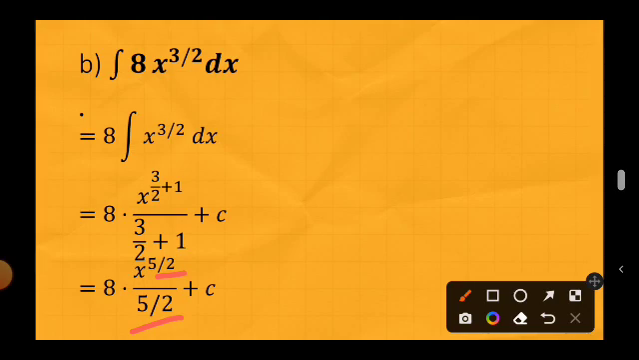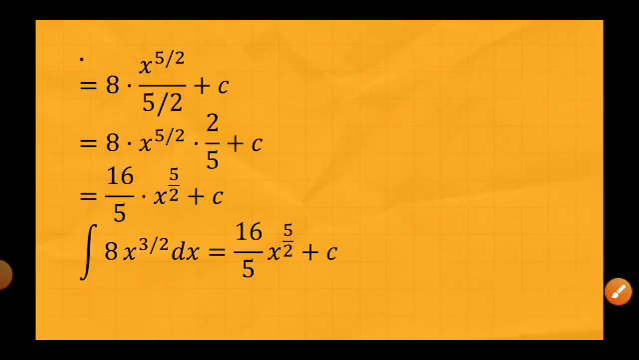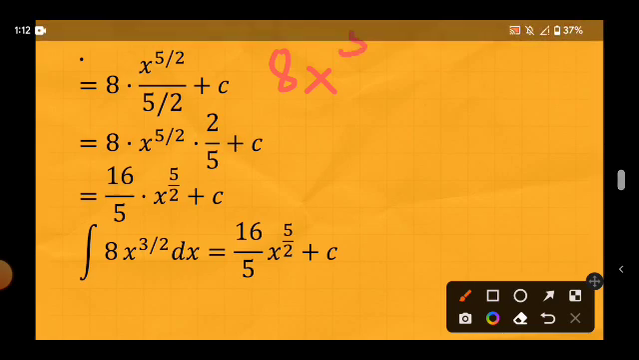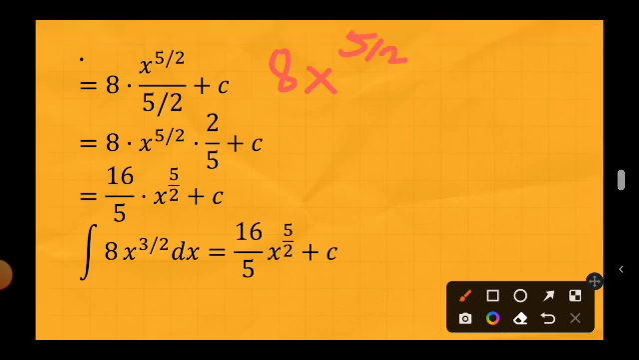Then after that, we can simplify by multiplying our constant 8 to our function, and we get 8x raised to 5 over 2 over 5 over 2 plus c.